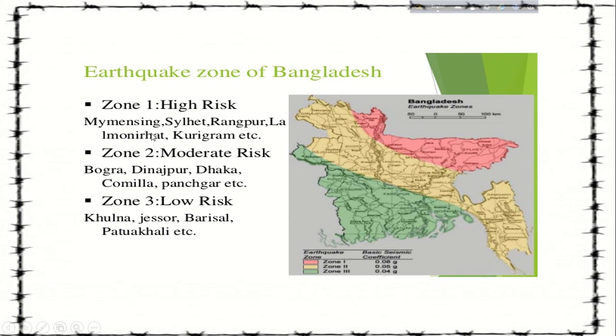High risk zones: Mymensingh, Sylhet, Rangpur, Lalmonirhat, Kurigram, etc. Moderate zones: Bogura, Dinajpur, Dhaka, Cumilla, Panchagarh, and the low risk zones: Khulna, Jashore, Barishal, Patuakhali, etc. So Dhaka, Sylhet, Rangpur and Chattogram are the most risky zones now.